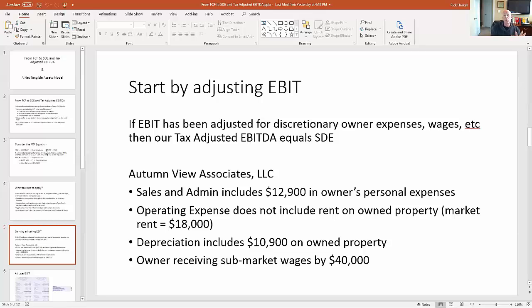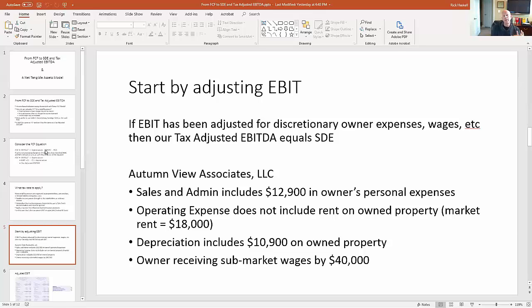So in this case, we're going to make the assumption that Autumn View should be paying about $18,000 in rent on the open market for the space that they're in. That's not a lot, but they're not a big business. And that they're showing on the income statement under their depreciation category about $10,900 in depreciation on that owned property.